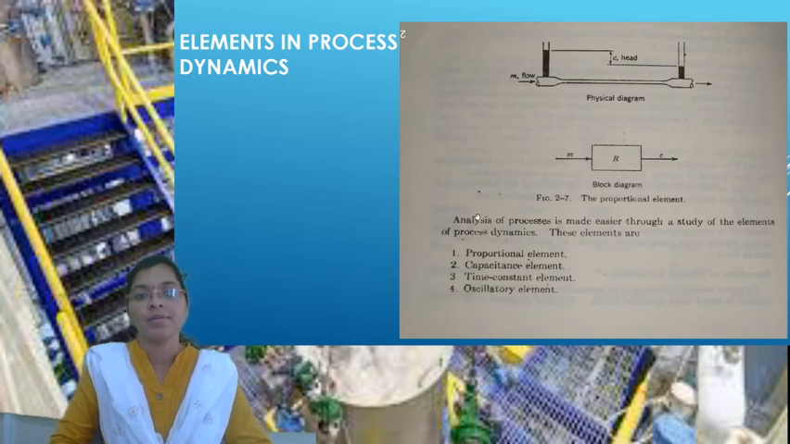The elements in process dynamics are of four types: proportional element, capacitive element, time constant element, and oscillatory element. These we'll see in the next class.